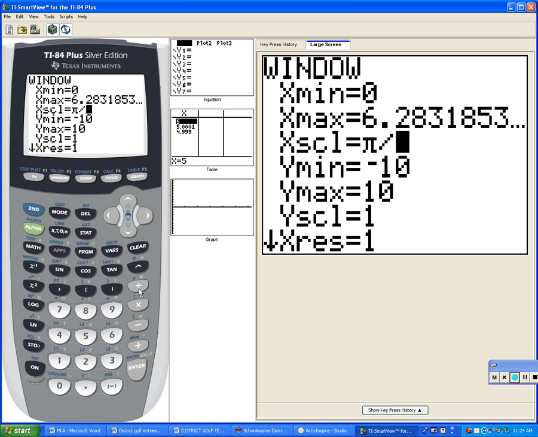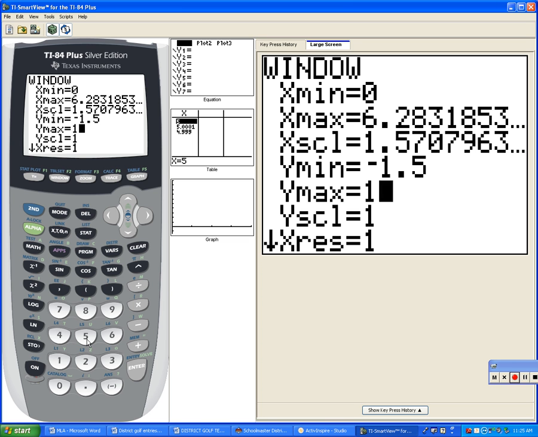Because that's how I... Do you need to put that in parentheses? Nope. Pi over 2, divided by 2. Okay? And what was the maximum or minimum that I could have on my graph? 1 and negative 1. So I'm going to go a little bit past that. So I'm going to go negative 1.5 and 1.5 so I can at least see the top and the bottom.